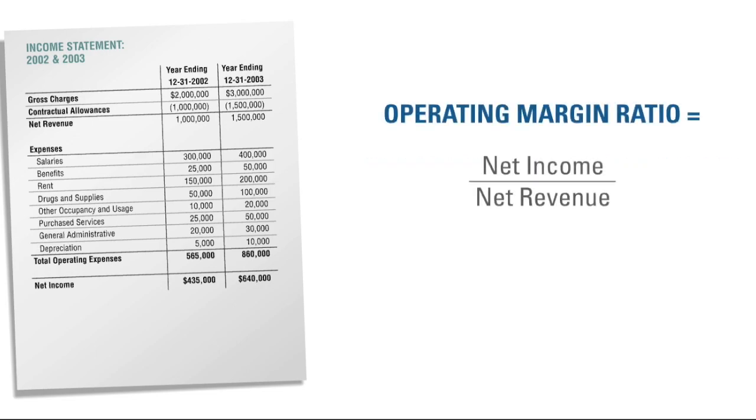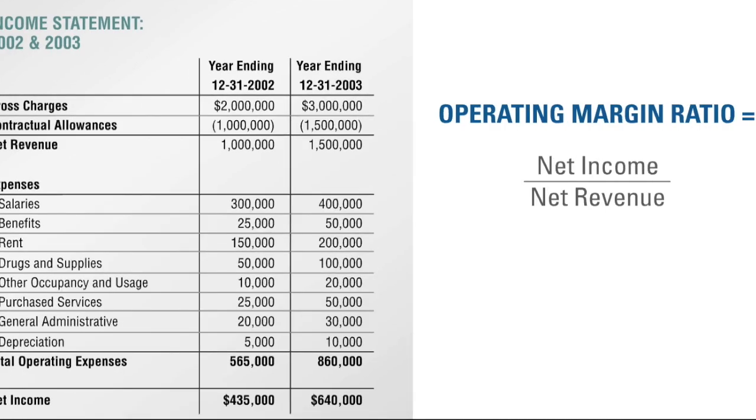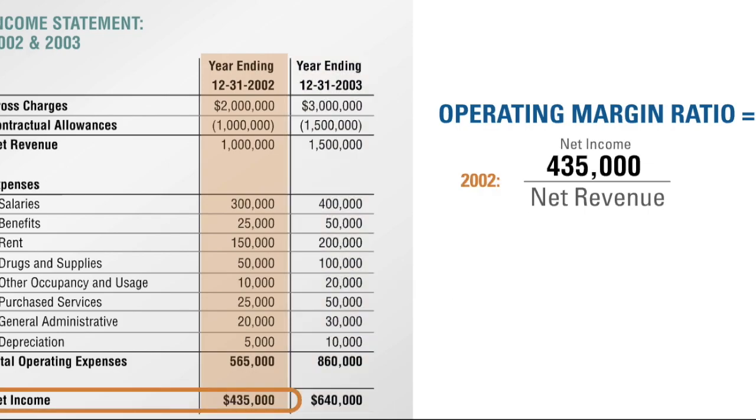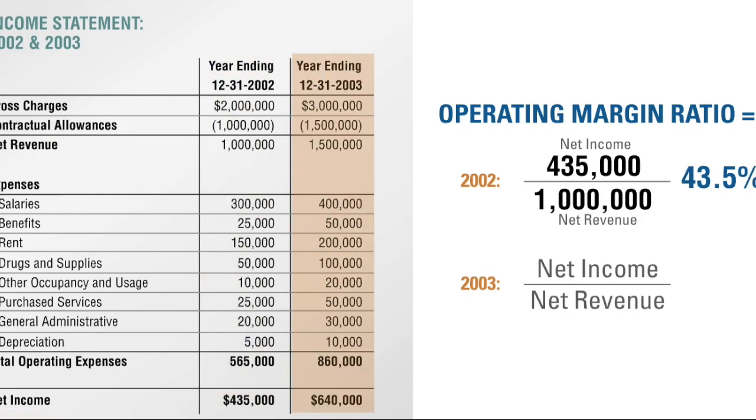Operating margin ratio equals net income divided by net revenue. The operating margin ratio is a measure of performance and is used to evaluate the way in which the practice uses its own assets. Let's compare the operating margin ratio for the 2 years that are shown in our sample income statement. In 2002, the net income was $435,000 and the net revenue was $1 million. This results in an operating margin ratio of 43.5%.